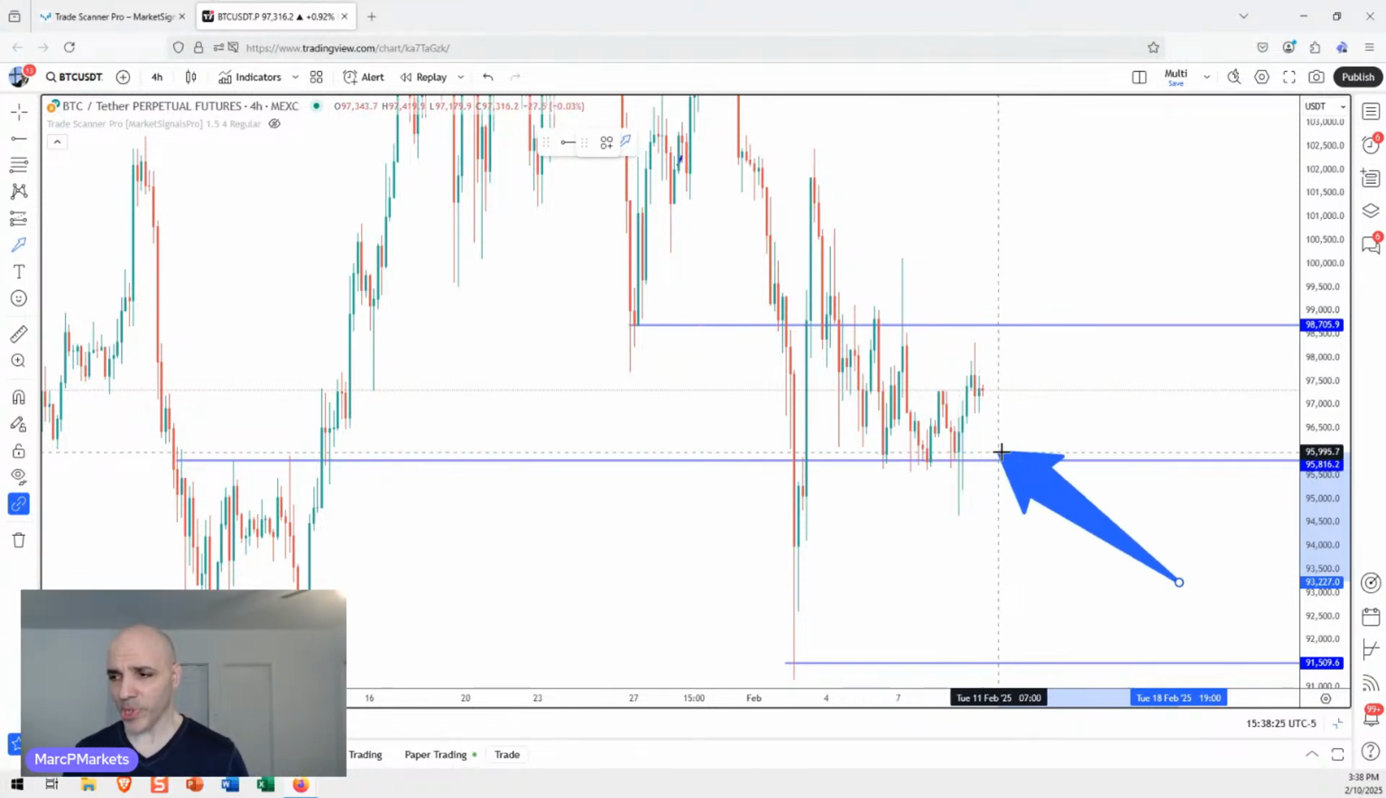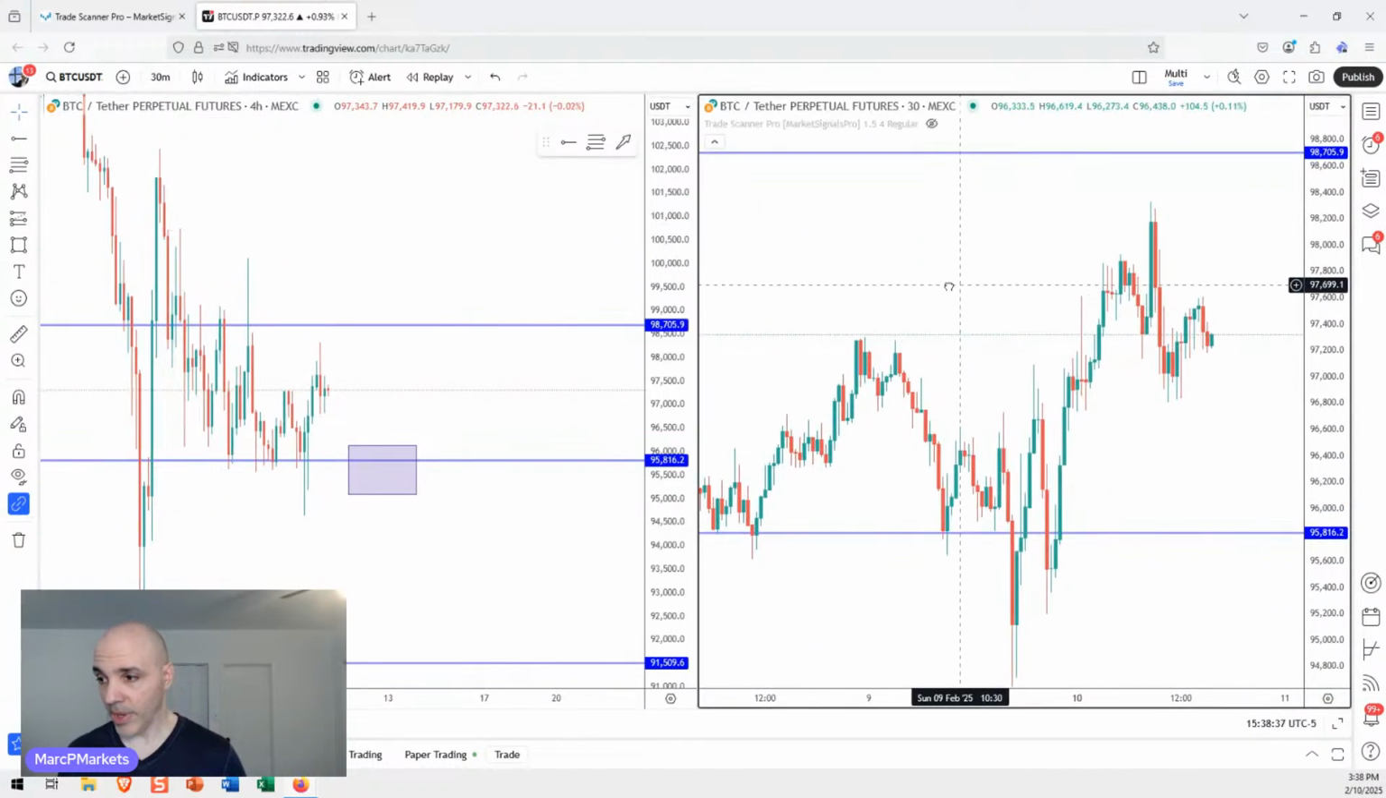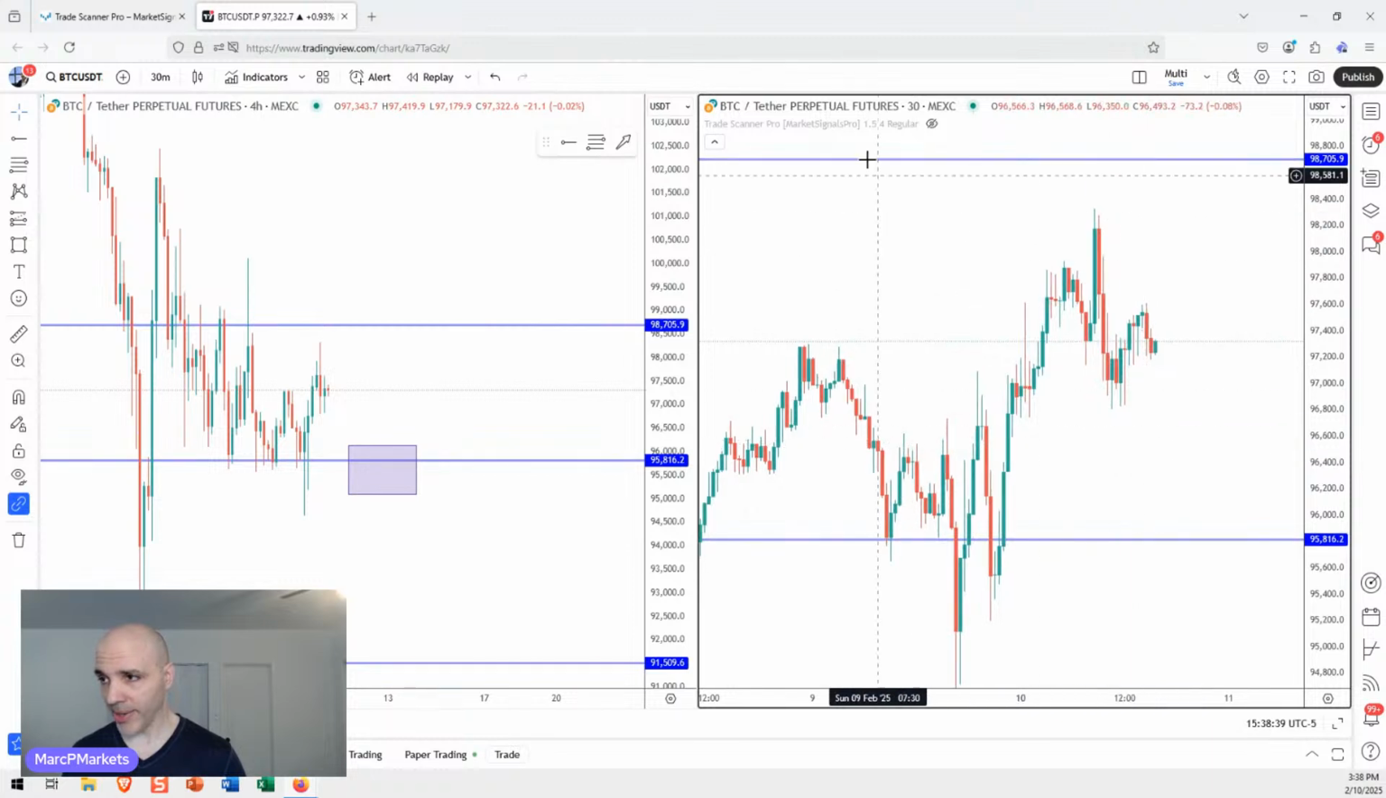So this is the idea. I'm interested in longs in this area. I know this in advance. Now, this is where the Trade Scanner Pro would come into play. I have my levels drawn on this chart. Now, let me turn the Trade Scanner Pro back on.